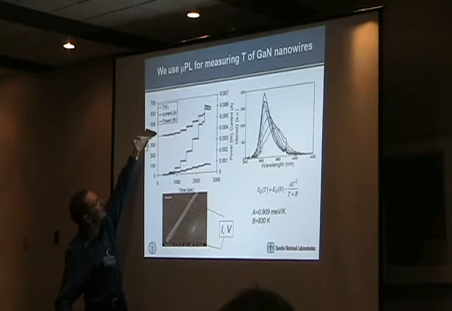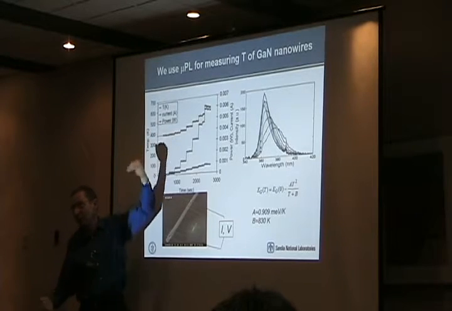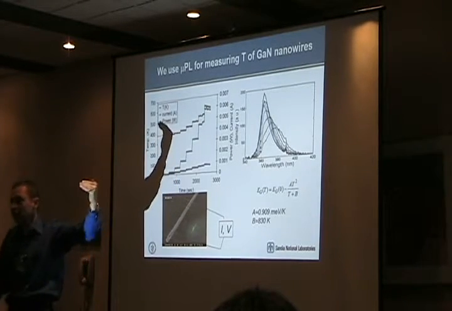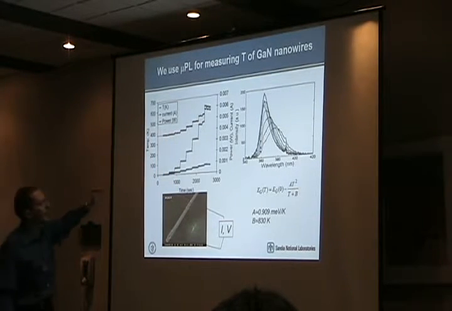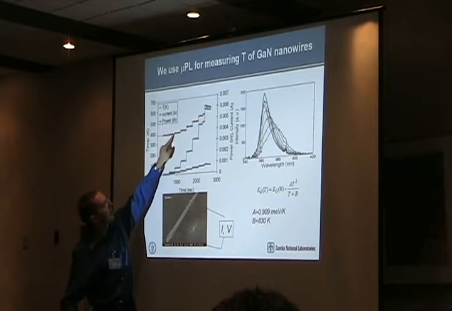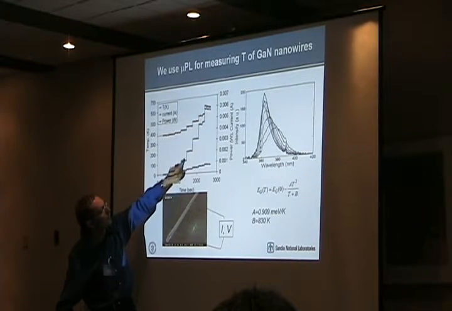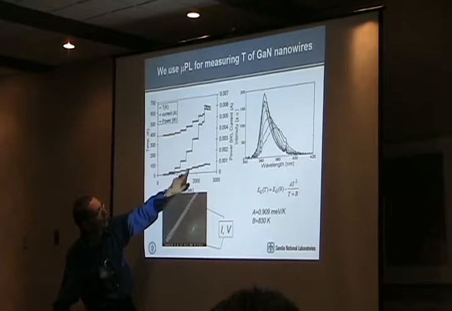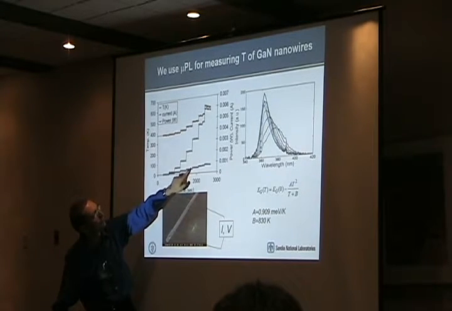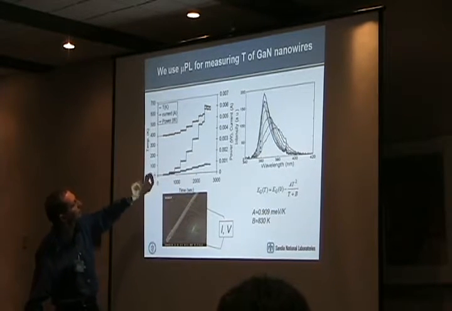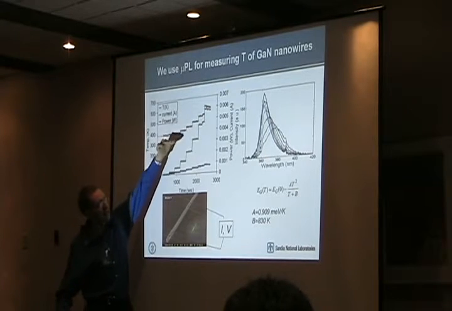You can see that the starting temperature is already not room temperature. Of course, I'm shining a laser on it, so it is heating up. That's understandable. But as we apply more voltage, that's what you see in green. Blue is the current. What you're seeing is that the temperature rises.